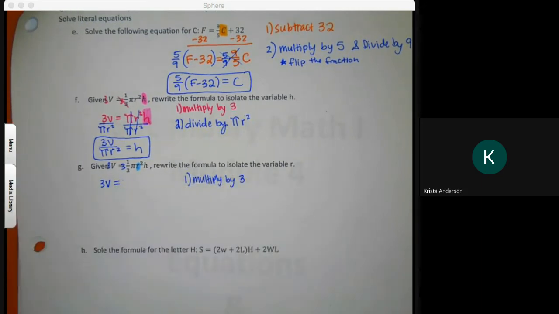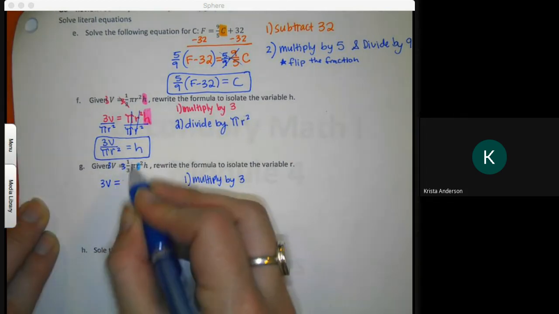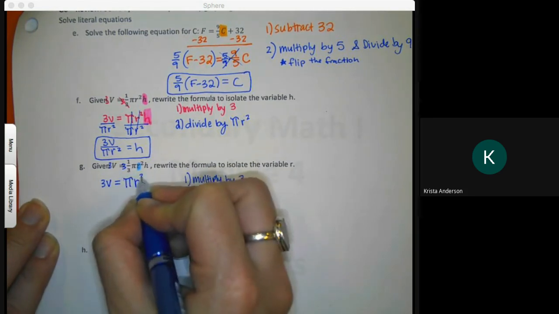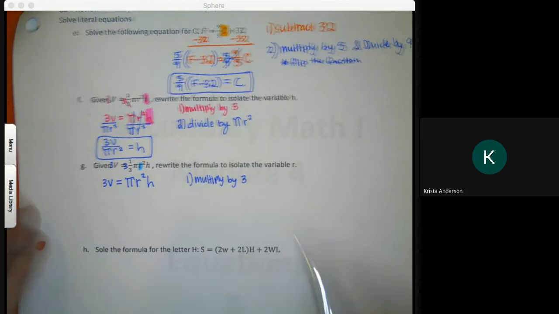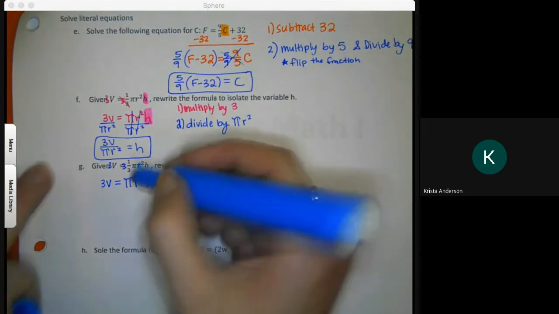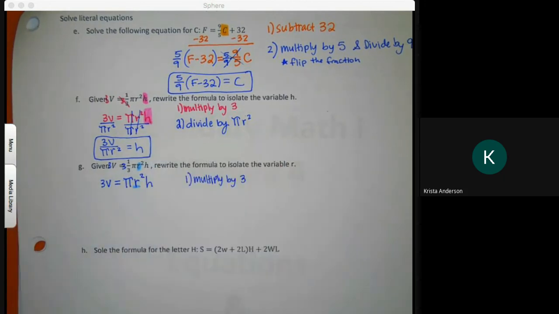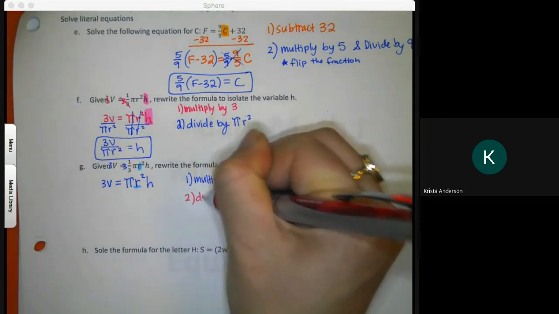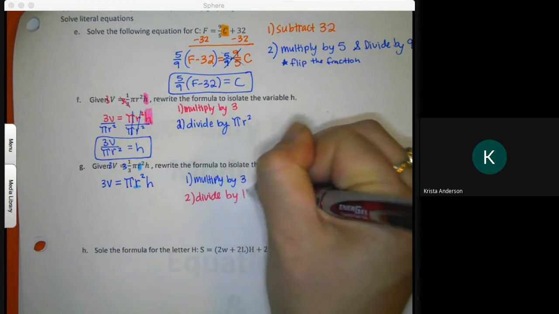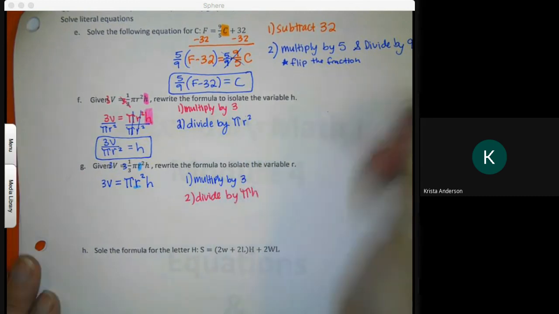What will be gone on the right side now? What did I get rid of? The 1/3. I got rid of the 1/3. That is gone. So all I write is pi r squared with an h on it. I still want to get this r by itself. So I will now divide, because there's no plus or minus signs, by pi and the h.